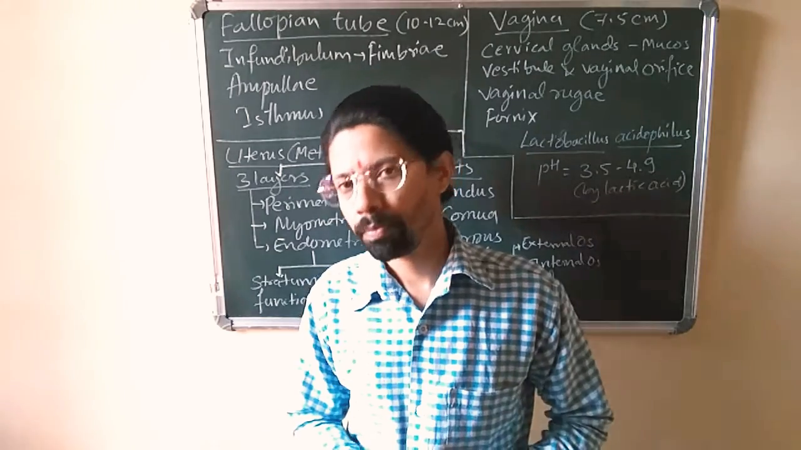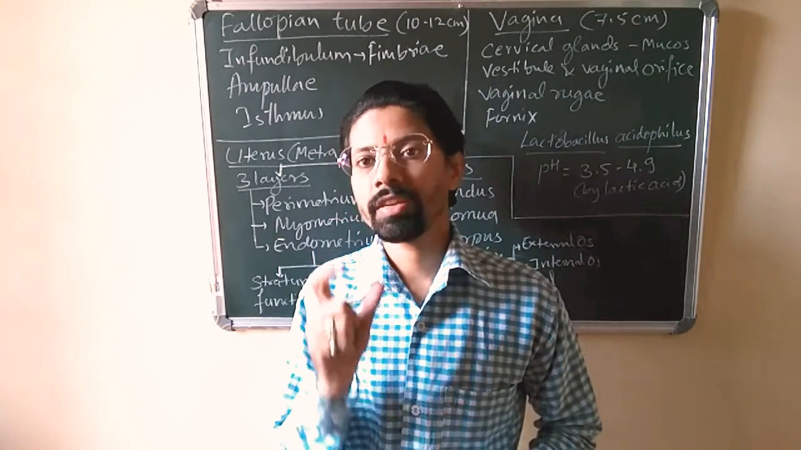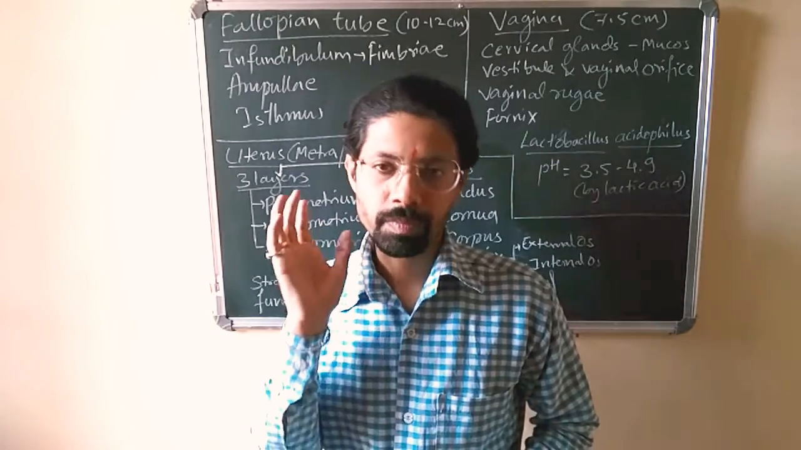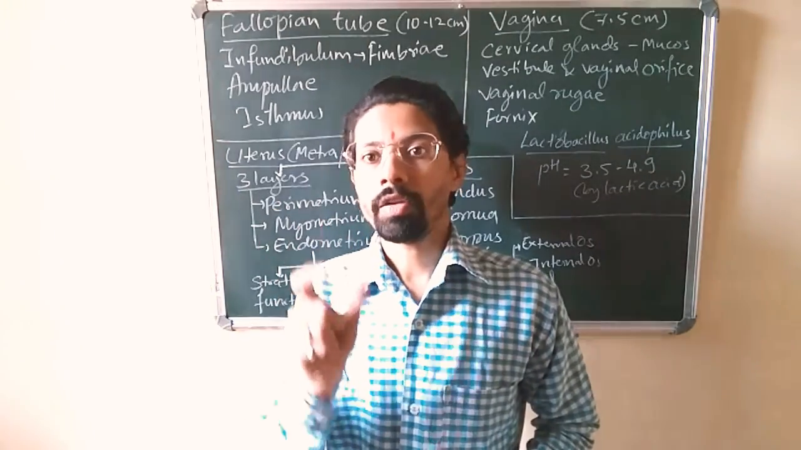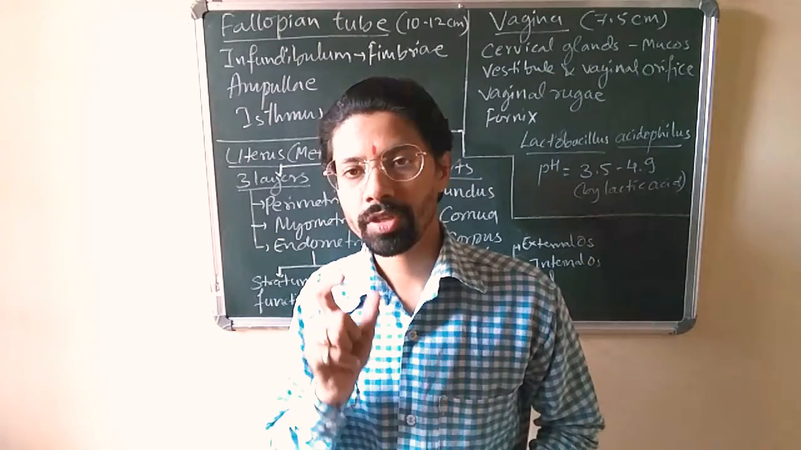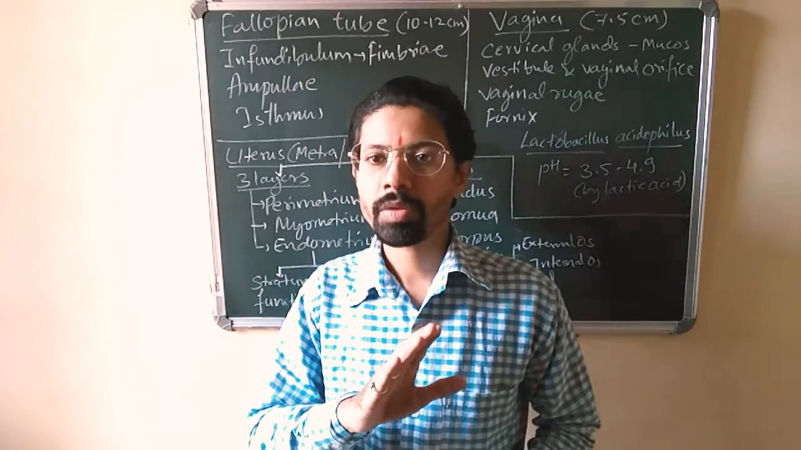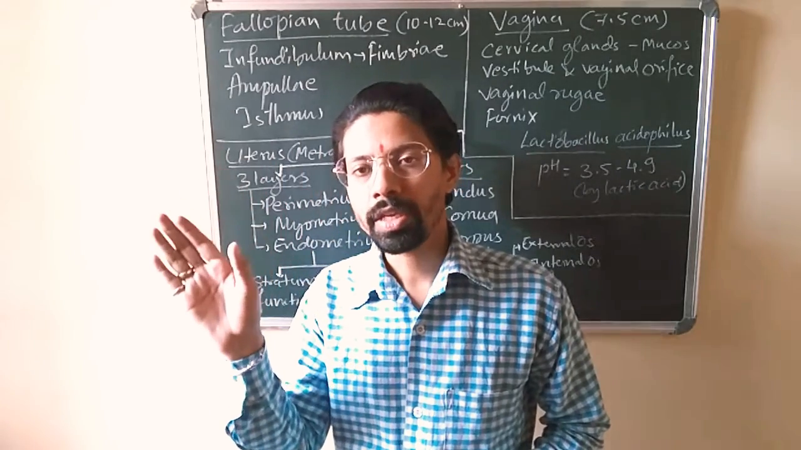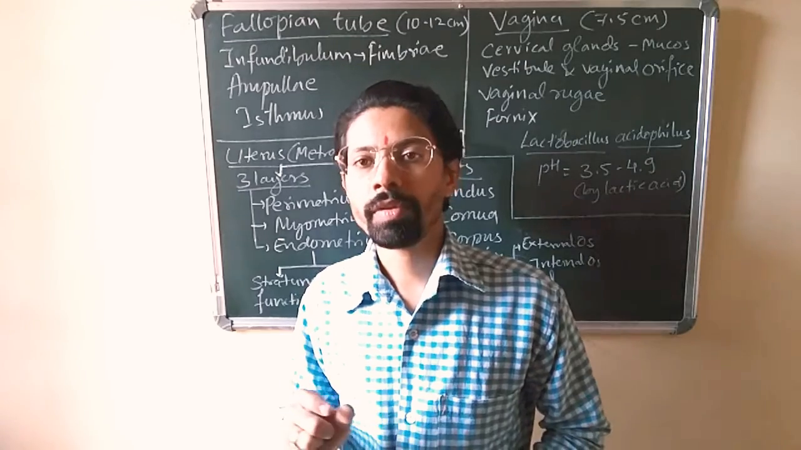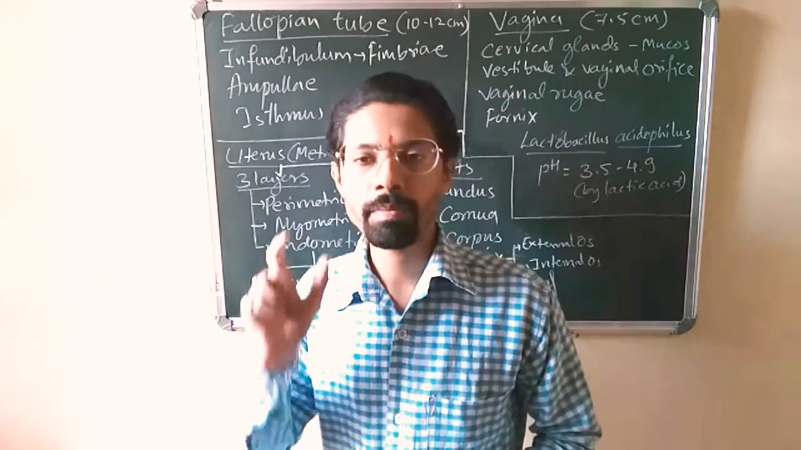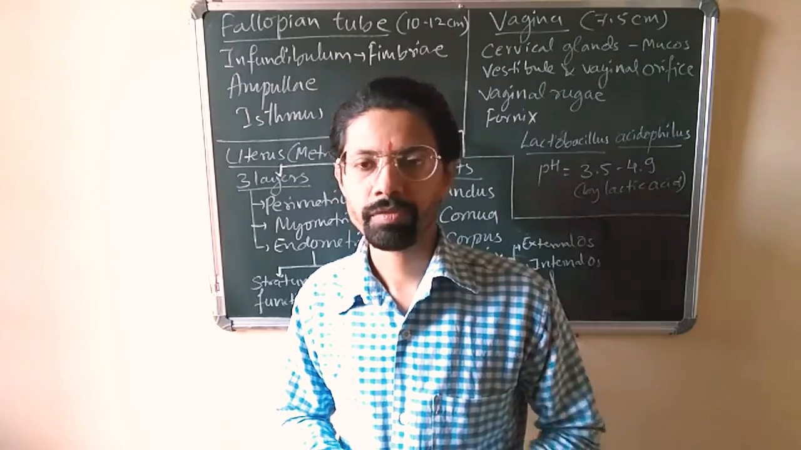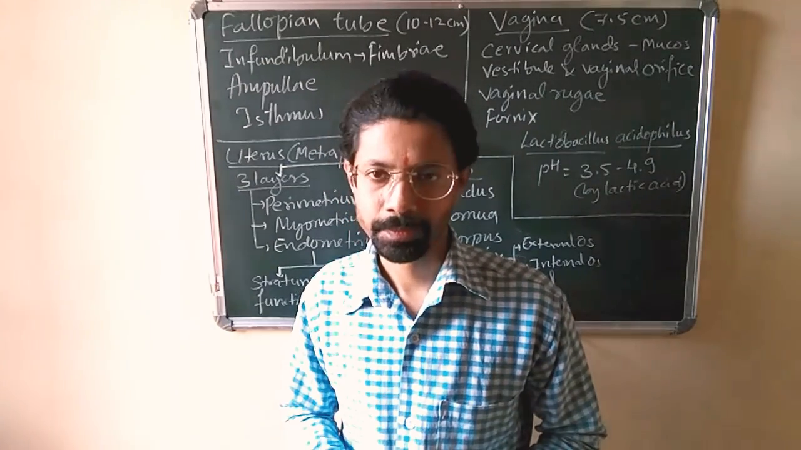The second part is the ampulla. This ampulla is the region where exactly the fertilization takes place. If on the 14th day there is any intercourse and insemination has occurred, then the sperms travel towards the ovum, and the site where they fertilize the ovum is the ampulla. The ampulla is the region where fertilization occurs in the human female reproductive system.